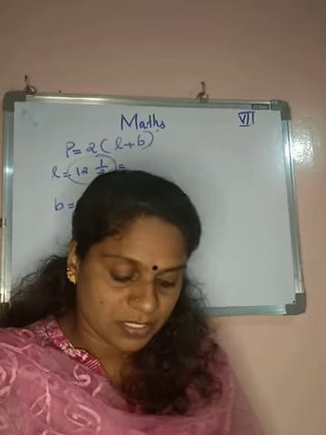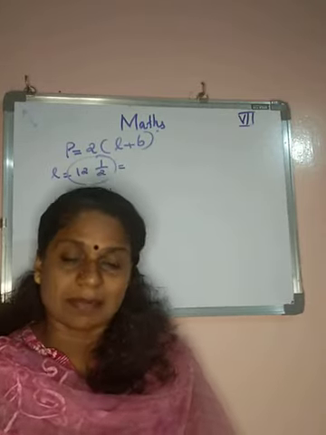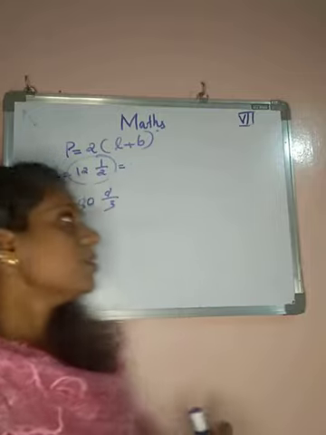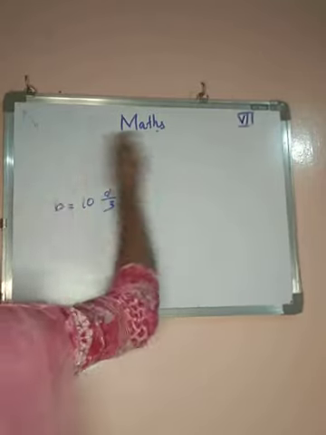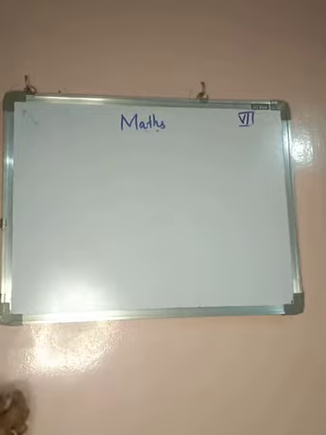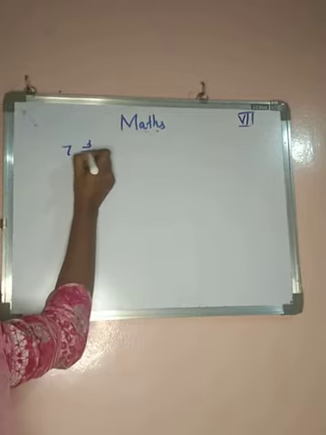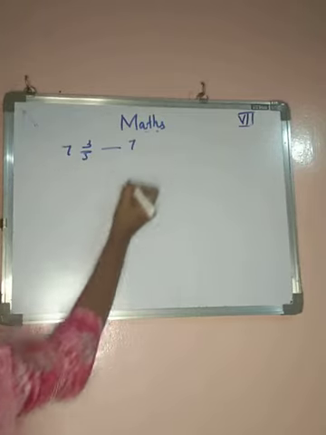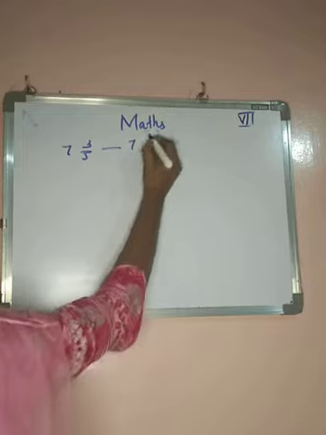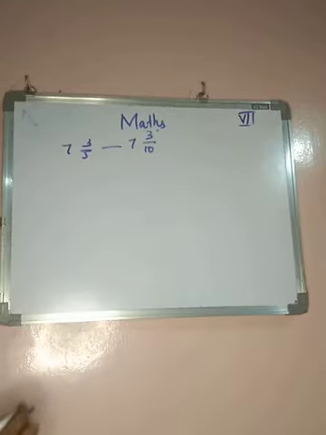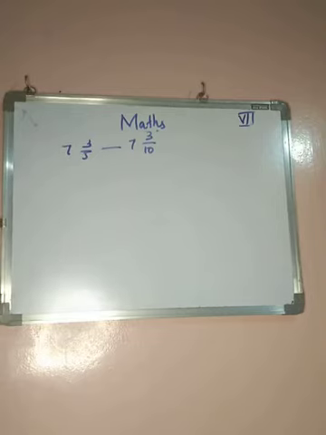Okay, so first, we need to find how much the picture should be trimmed. So the width of the frame is 7 3 by 5 minus 7 3 by 10. This is how much the picture should be trimmed. The picture should be trimmed is equal to 7 3 by 5 minus 7 3 by 10.